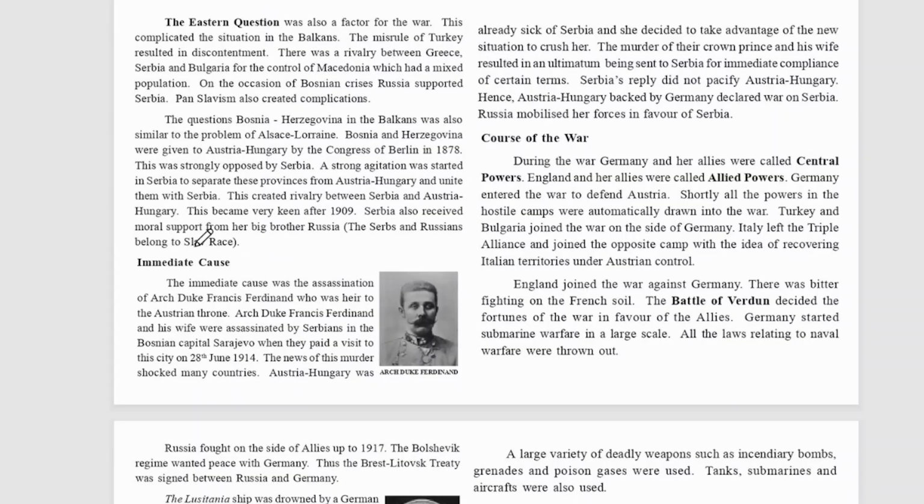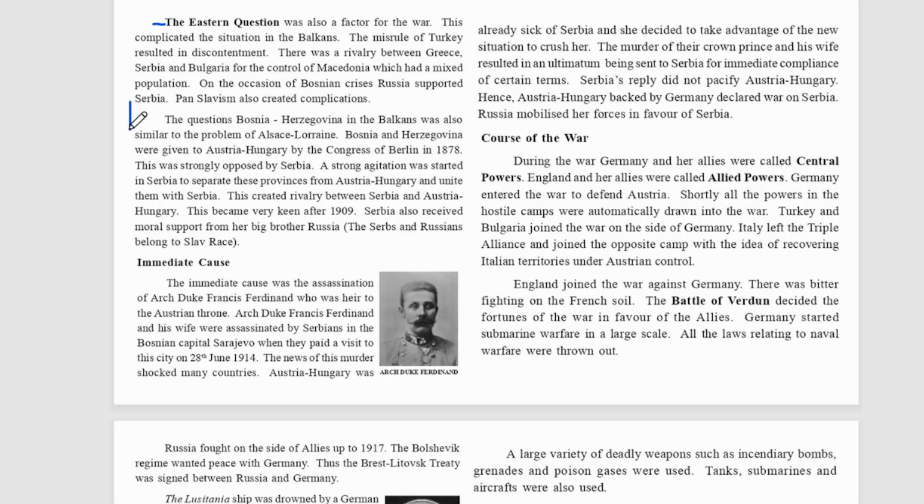And the Eastern question was also a factor for the war. So, the Eastern question complicated the situation in the Balkans, and the misrule of Turkey resulted in discontentment, and there was a rivalry between Greece, Serbia and Bulgaria for the control of Macedonia, which had a mixed population. And on the occasion of the Bosnian crisis, Russia supported Serbia, and pan-Slavism also created complications.